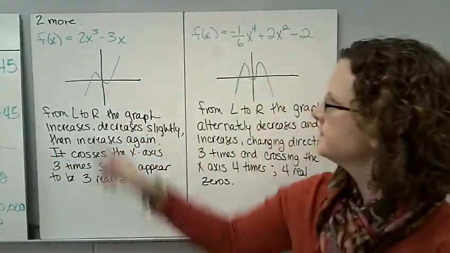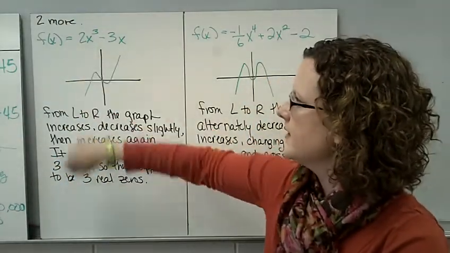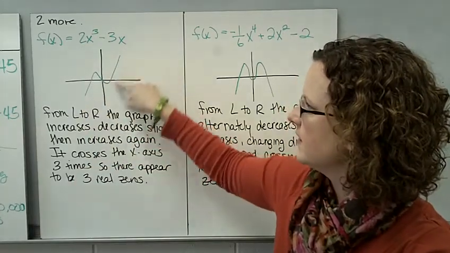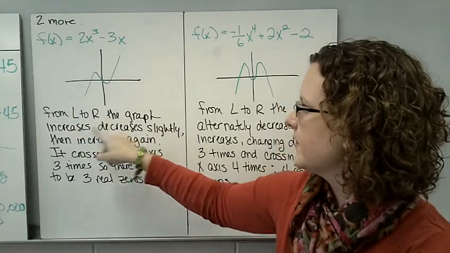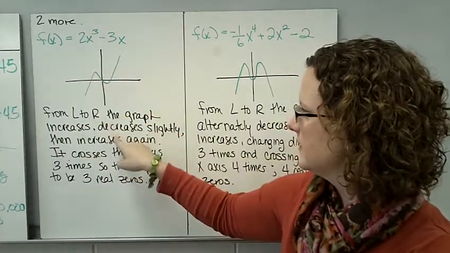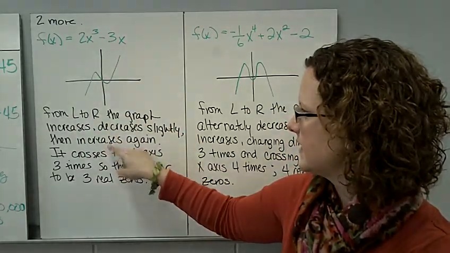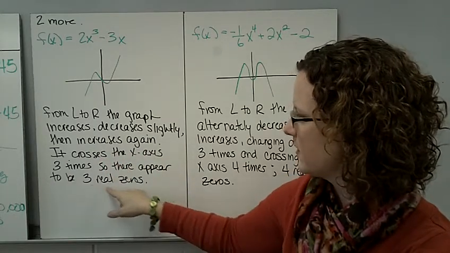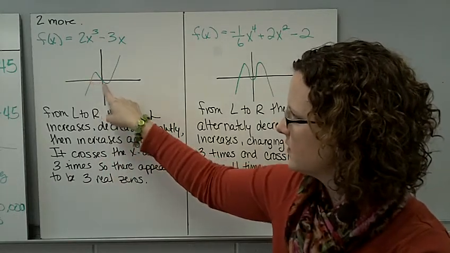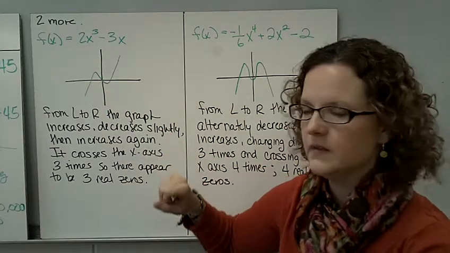Okay, 2 more. Plug that in for y1 and hit graph, and again, we get this funny looking graph right here, which is actually cubic. From left to right, the graph increases, decreases slightly, then increases again. It crosses the x-axis 3 times, so there appear to be 3 real zeros. 1, 2, 3. Last example.